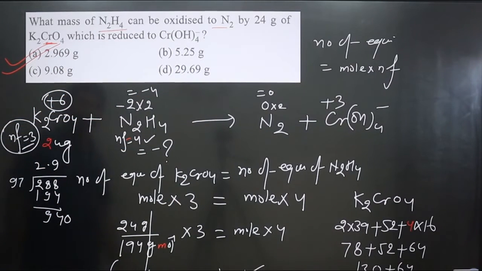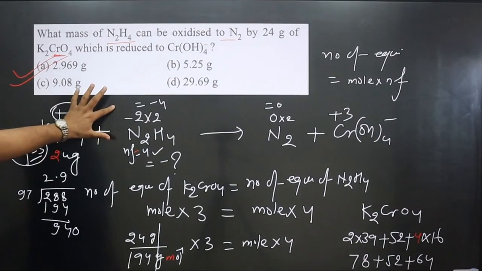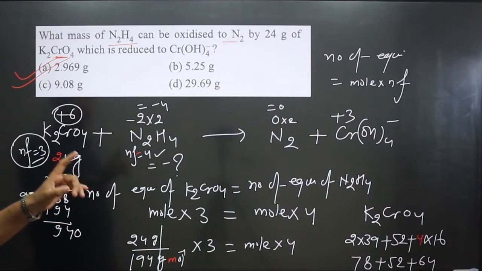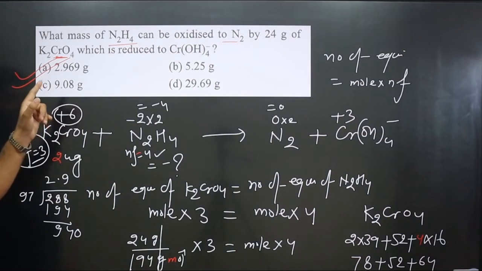Very interesting question. You can see by using the concept of milliequivalence, first of all we calculated the moles of hydrogen, then we converted moles of hydrogen into mass, and that is 2.969 gram.